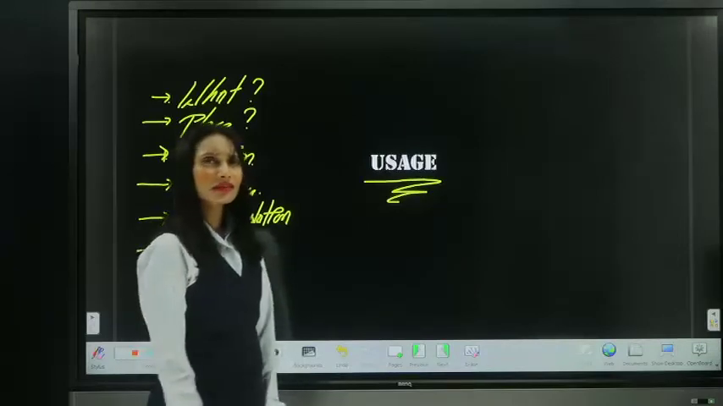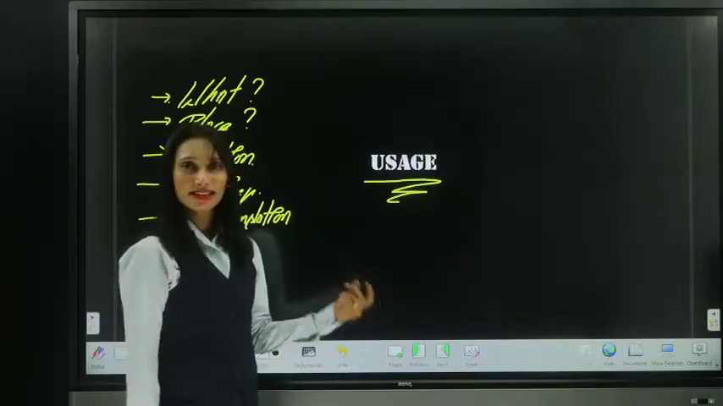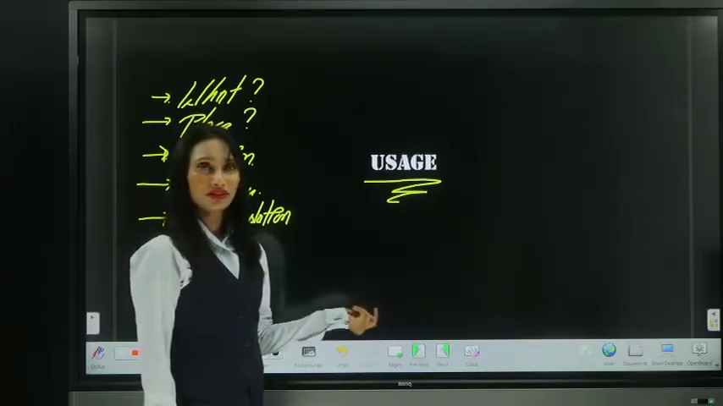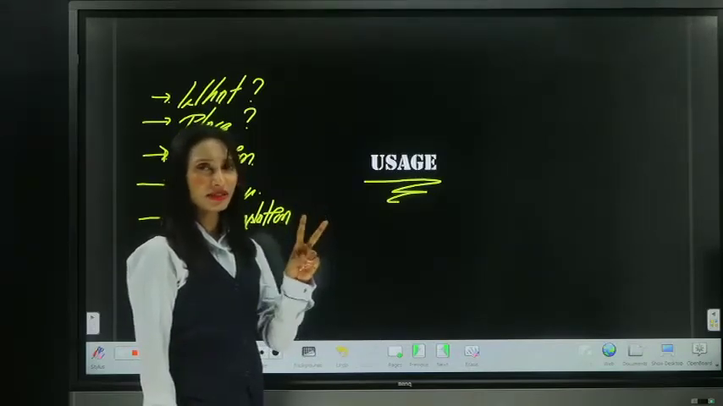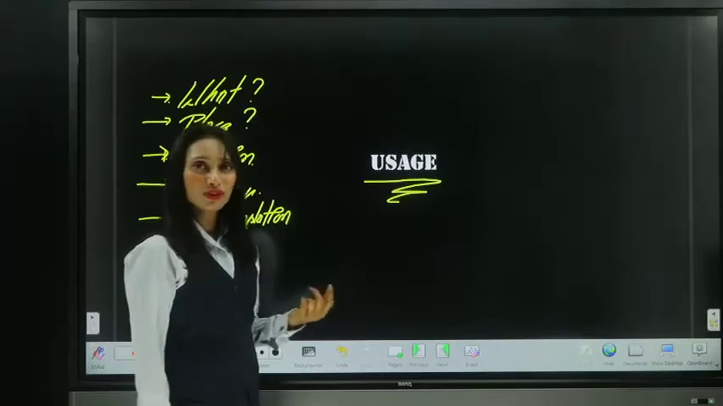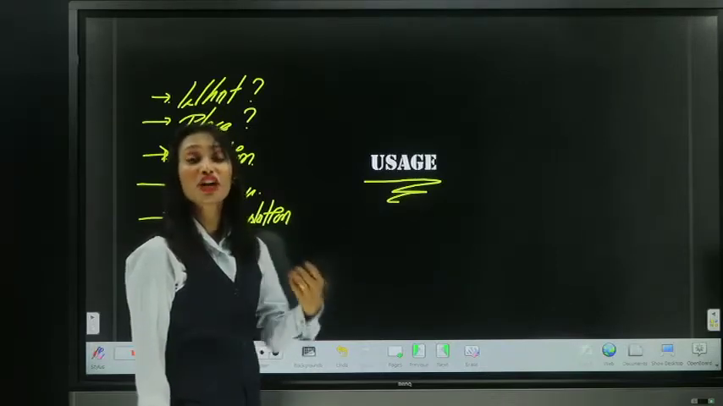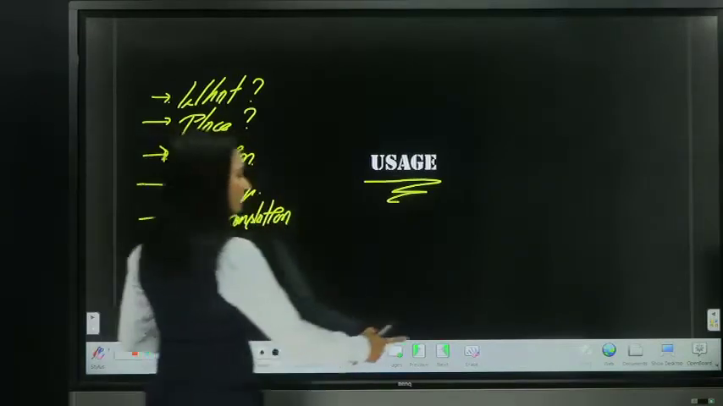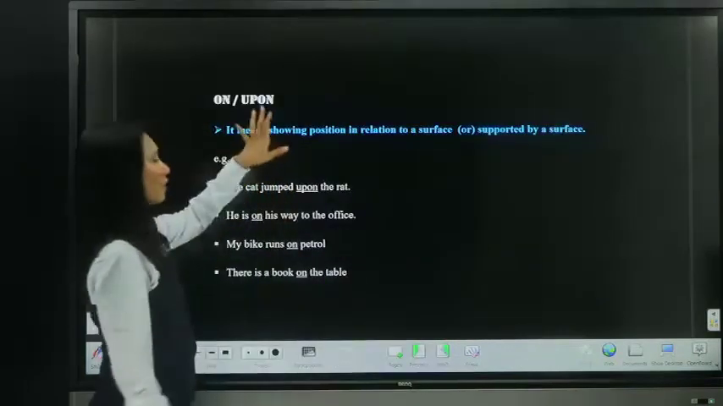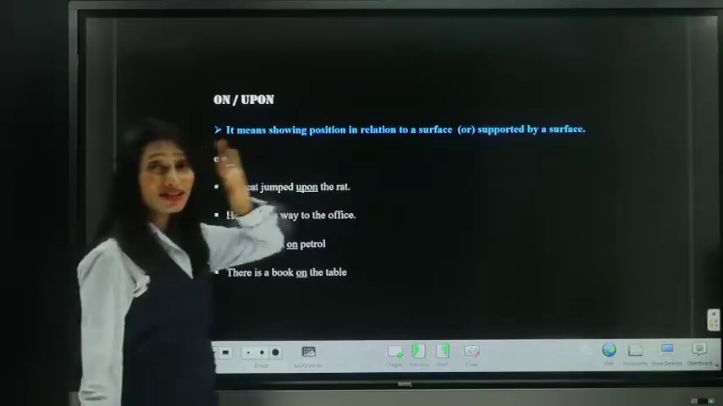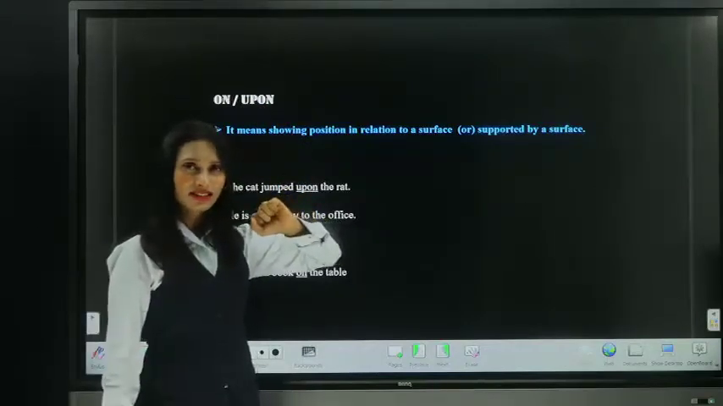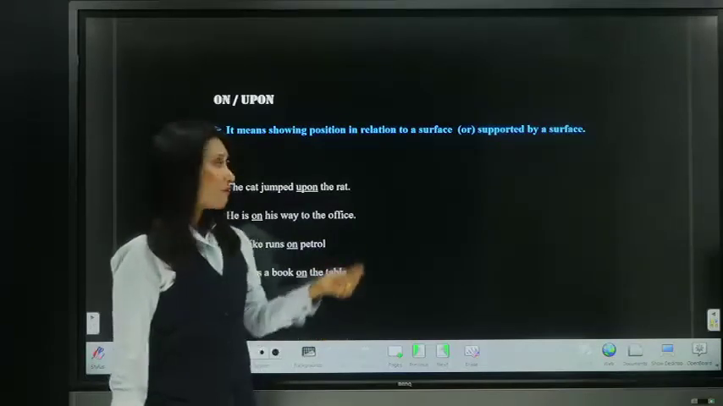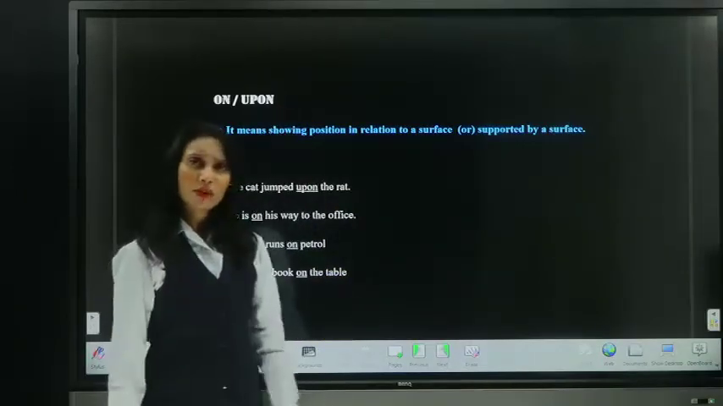See, let me share an example with you before actually talking about the usage. In fact, I'll go with two examples. So let's see how the preposition is used and the better way of learning the uses of prepositions. For example, here I have taken two words, on and upon. Those are confusing, right? What is on? What is upon? When do we use on? When do we use upon?